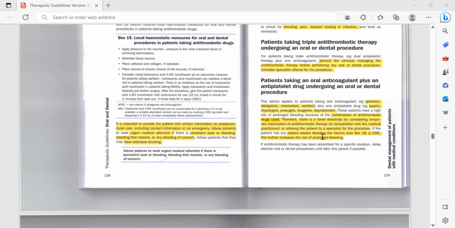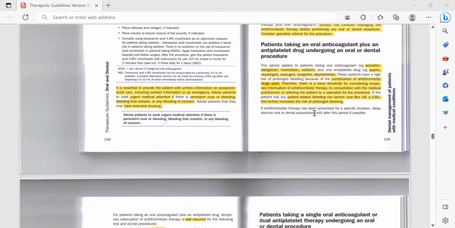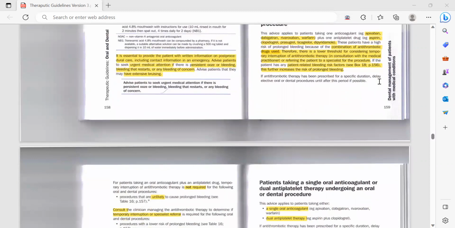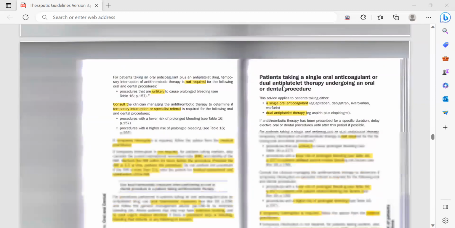So you need to consider patient-related bleeding risk factors. This further increases the risk of prolonged bleeding. If antithrombotic therapy has been prescribed for a specific duration, then you can delay the elective oral dental treatment until after this period, if possible. Elective treatment is not an emergency, for example a regular scale and clean or any filling that you can wait to do. Elective treatments are those treatments.